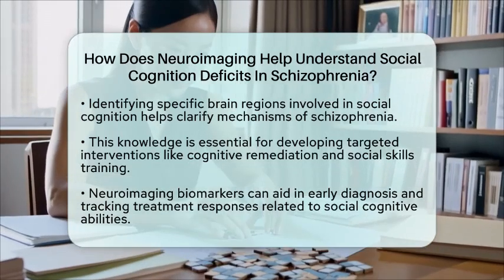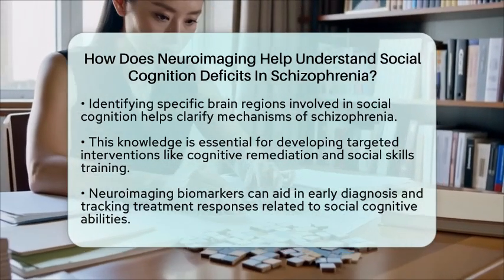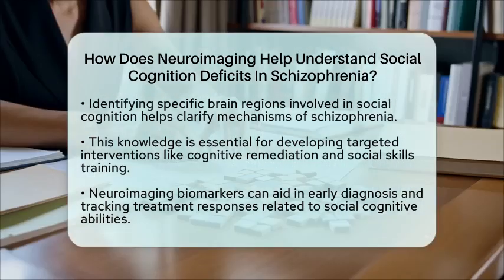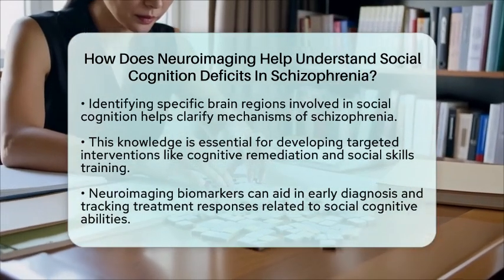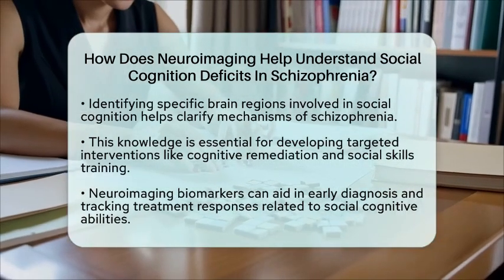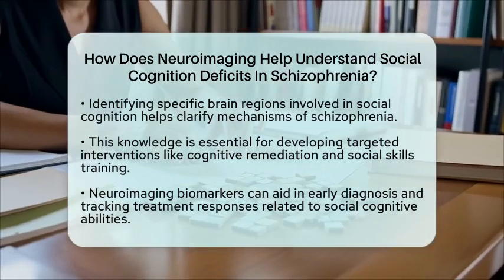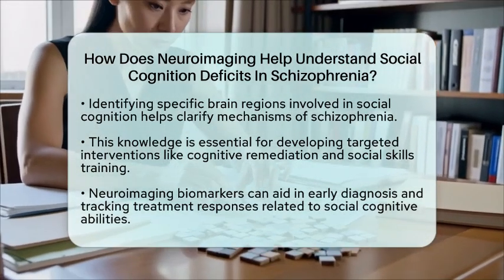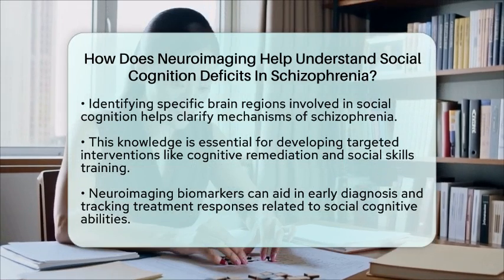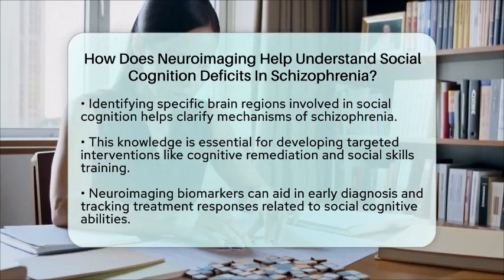In summary, neuroimaging provides a detailed view of the structural and functional brain changes associated with social cognition deficits in schizophrenia. It reveals how alterations in key brain areas disrupt the processing of social information, leading to the social challenges faced by individuals with schizophrenia. Understanding these connections is vital for advancing research and clinical approaches to address these core issues.